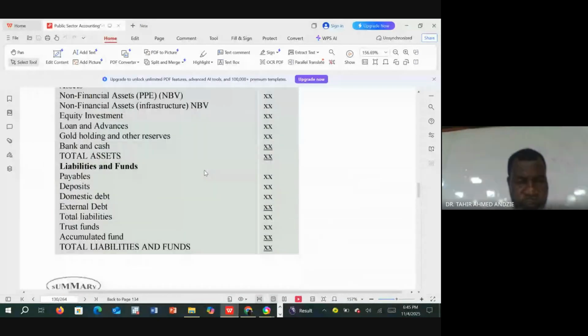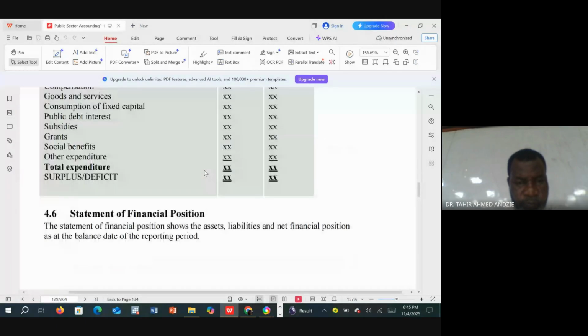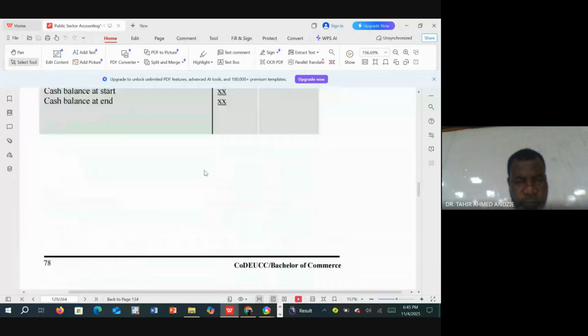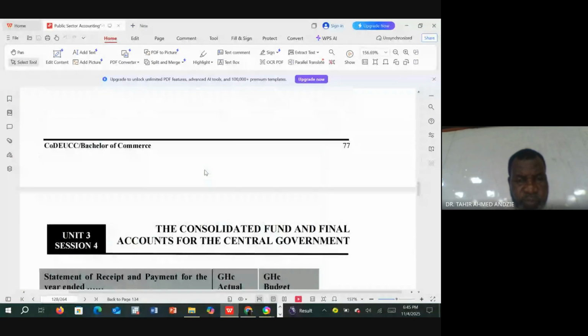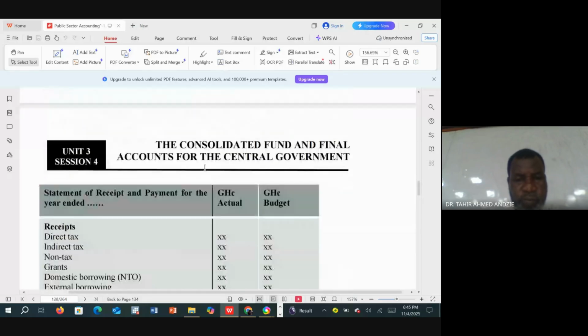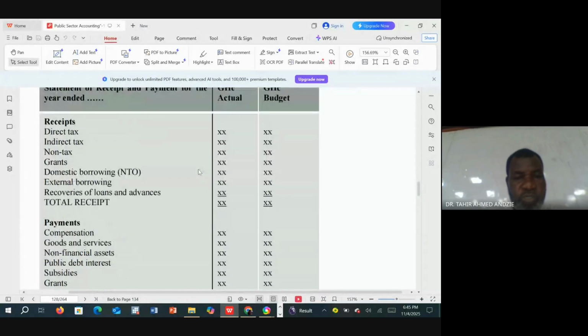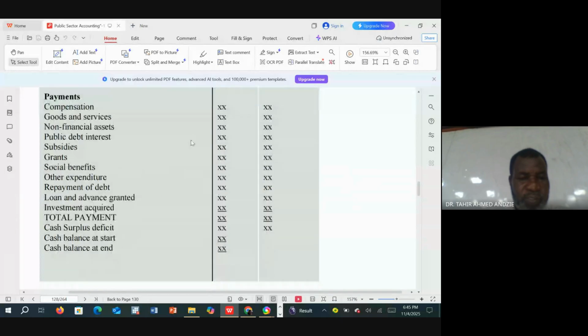And so this was the format for receipt and payment, right, for the central government. So please, like I said the last time, you should be able to know the difference between the receipt and payment and the income and expenditure. Receipt and payment basically deals with how much money we have received and how much money we have spent and what is left, balance carried down.